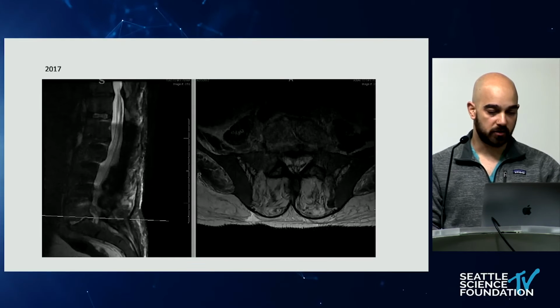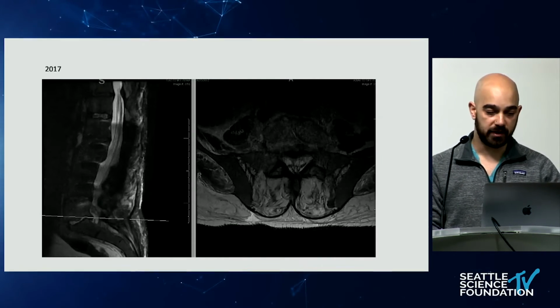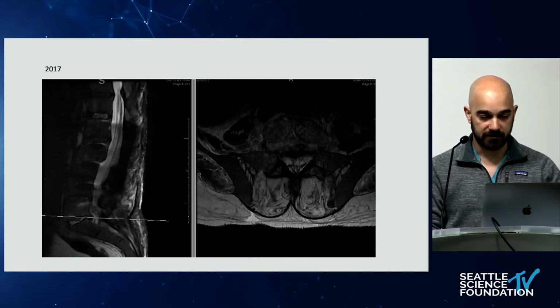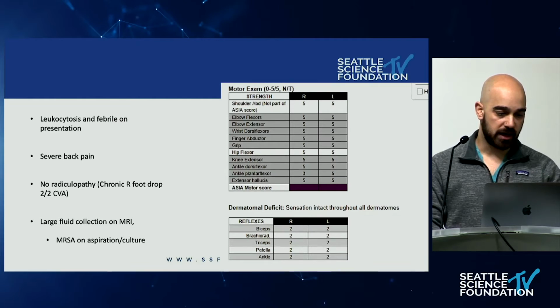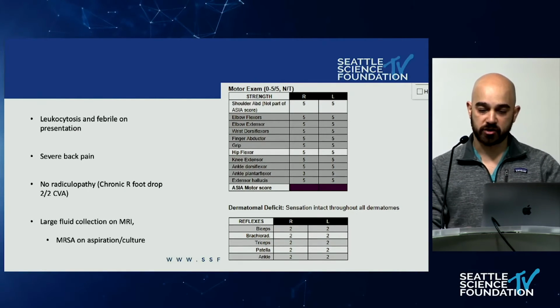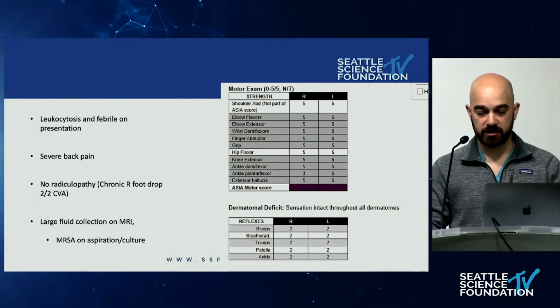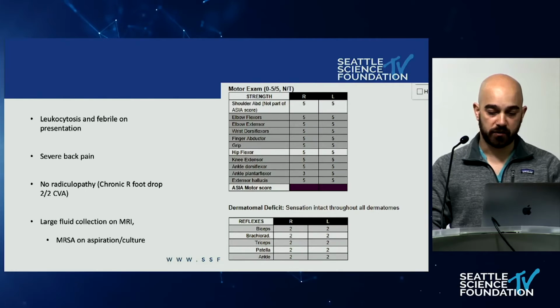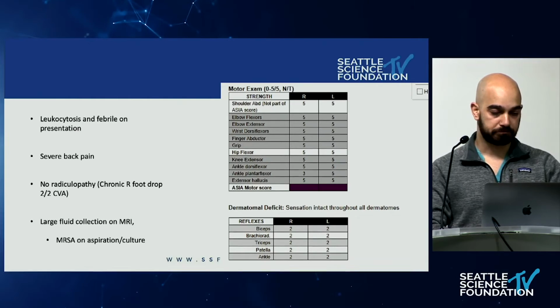This is after this, he underwent revision of his hardware and then eventually underwent an L5S1 ALIF for discitis and kind of collapsed at that level. On presentation, he had leukocytosis and was basically septic. His major complaint was severe back pain and was pretty tender to palpation around his paraspinal muscles as well. He had no radiculopathy. He has a chronic foot drop on the right side, otherwise benign exam.